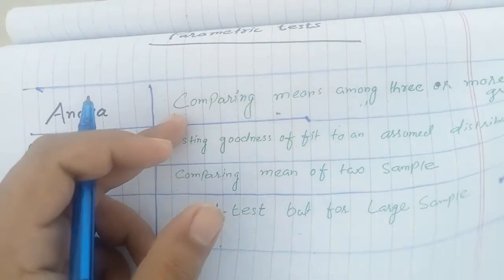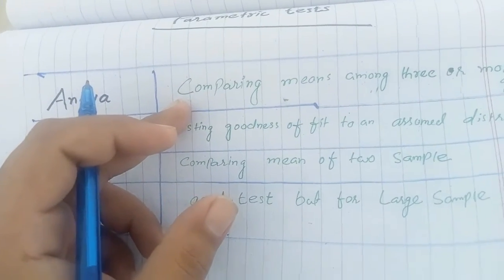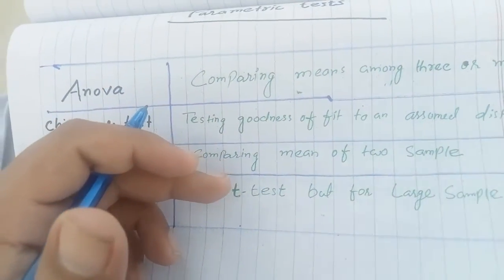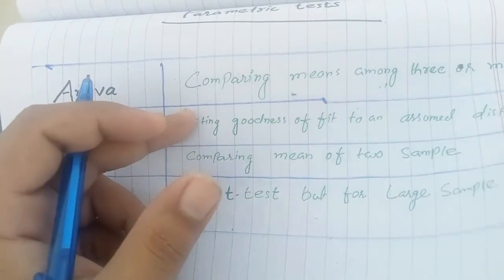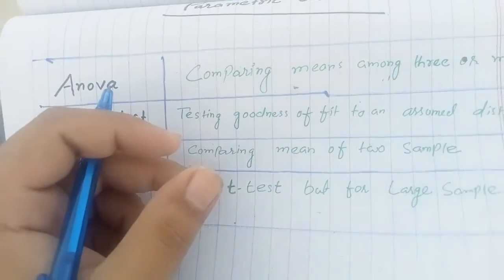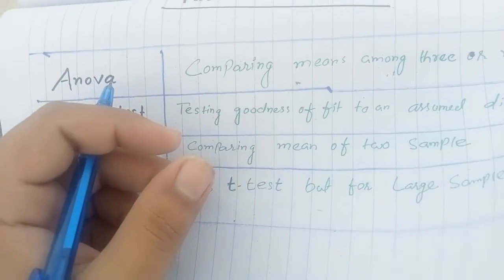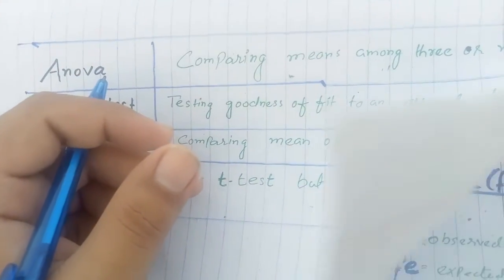So first we will discuss the t-test in detail, the types of the t-test, and then we will discuss the chi-square test. So let's discuss what the t-test is.